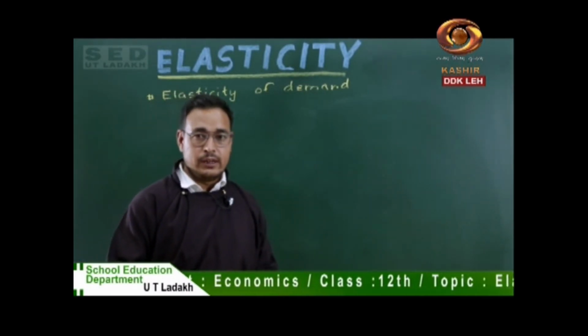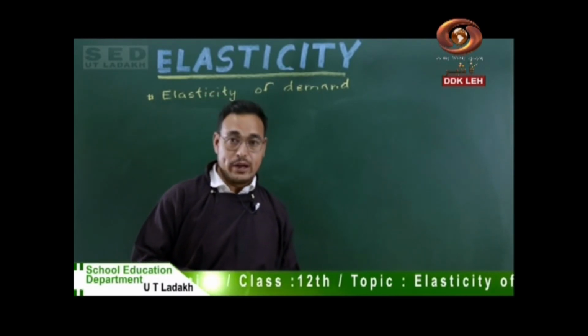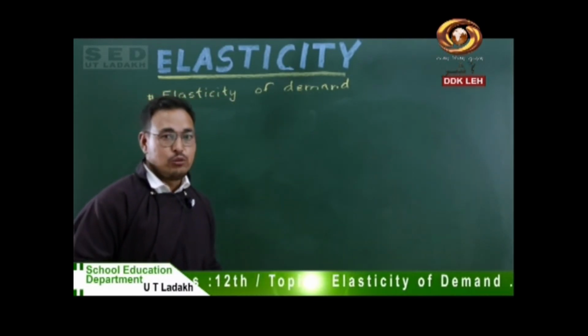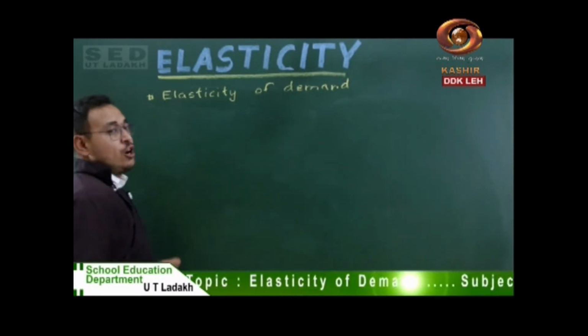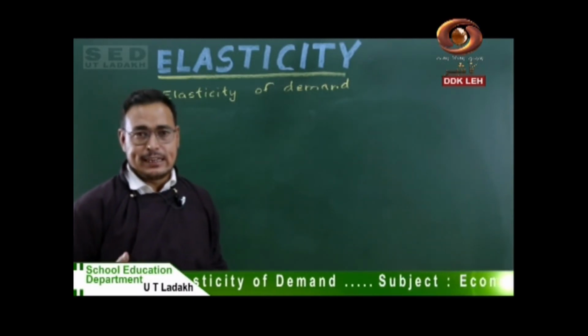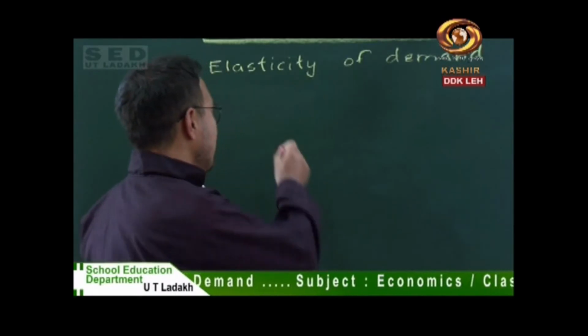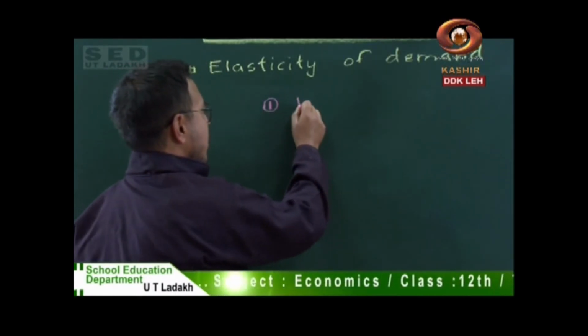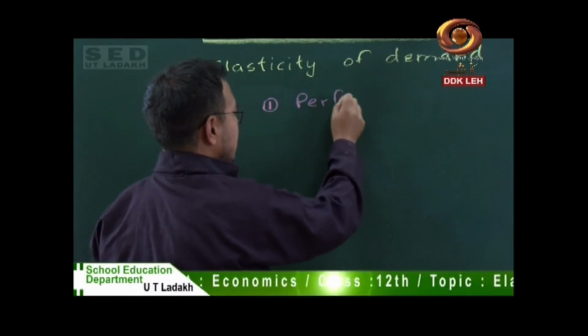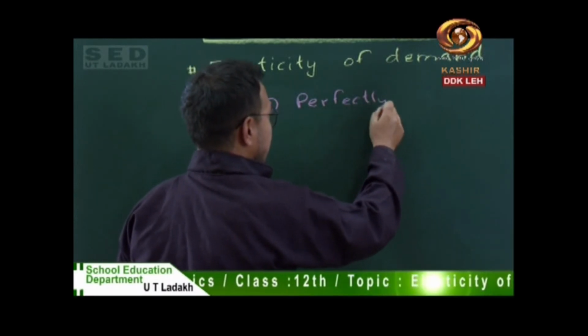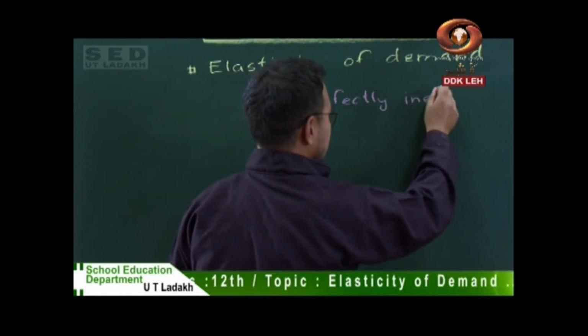So in our example, we found the value 1. Now what does this represent? To understand that, we will study certain types of price elasticity of demand, whereby first we have perfectly inelastic demand.